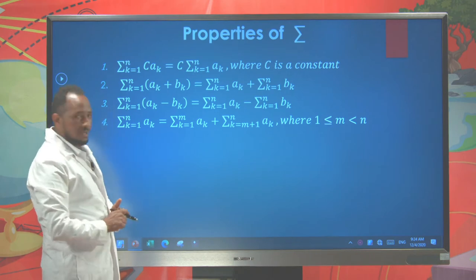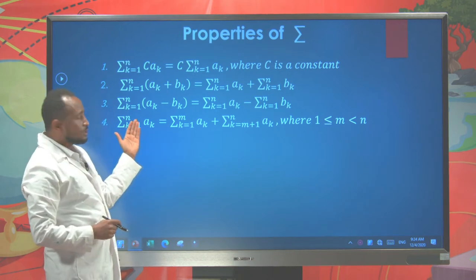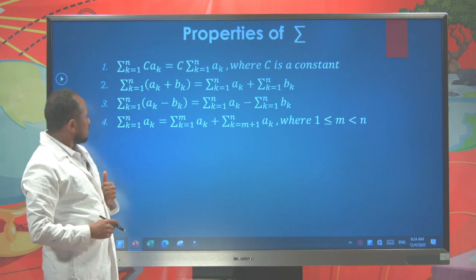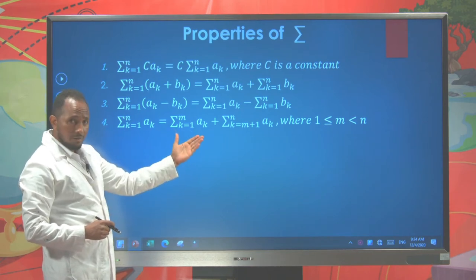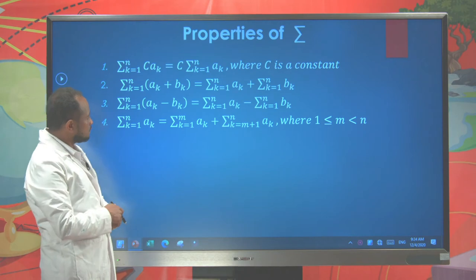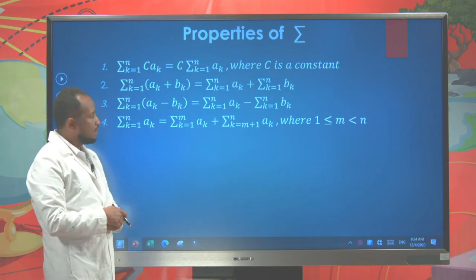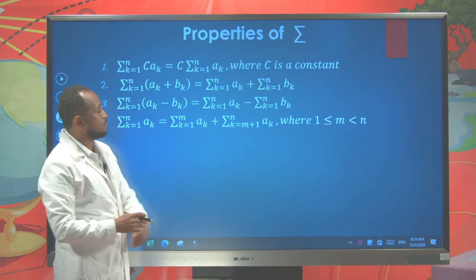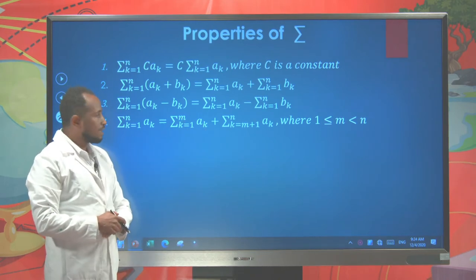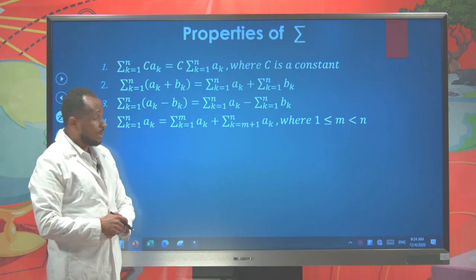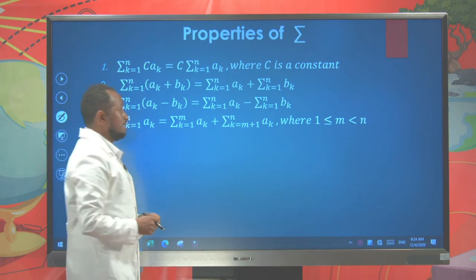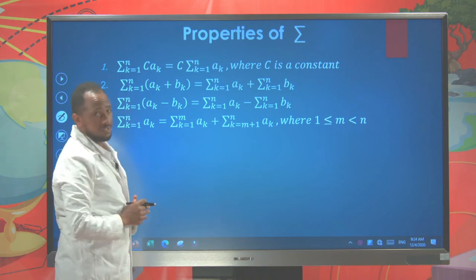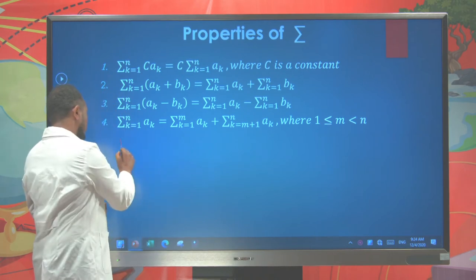The fourth property says the summation of AK, K starts from 1 up to N, is given by the summation of AK, K starts from 1 up to M, plus the summation of AK, K starts from M plus 1 up to N, where this M is between 1 and N. Let's see the proof of this property. Proof.